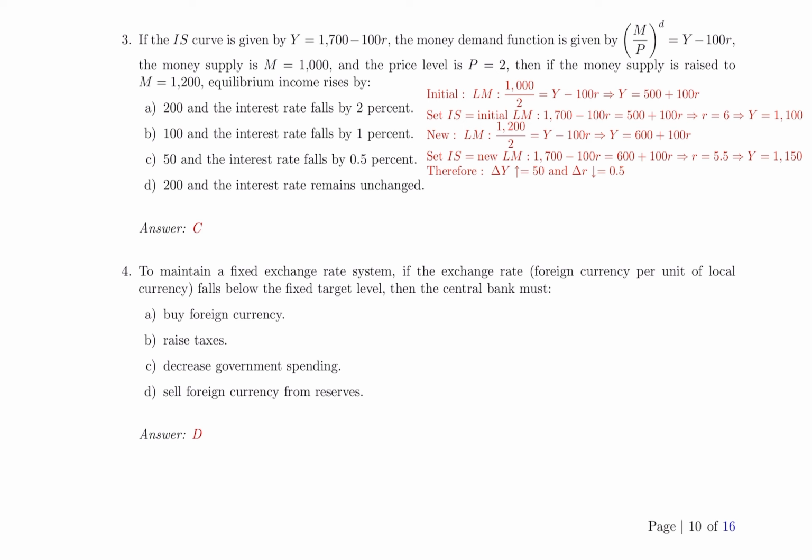If the exchange rate drops, it means the domestic currency is too strong relative to the foreign currency. To bring the exchange rate back up to the fixed level, the central bank must increase the supply of foreign currency in the market. It does this by selling foreign currency from reserves. The answer is D. Sell foreign currency from reserves.